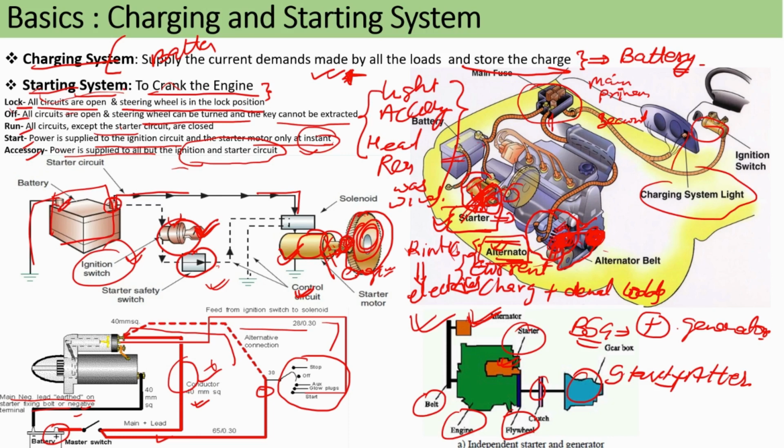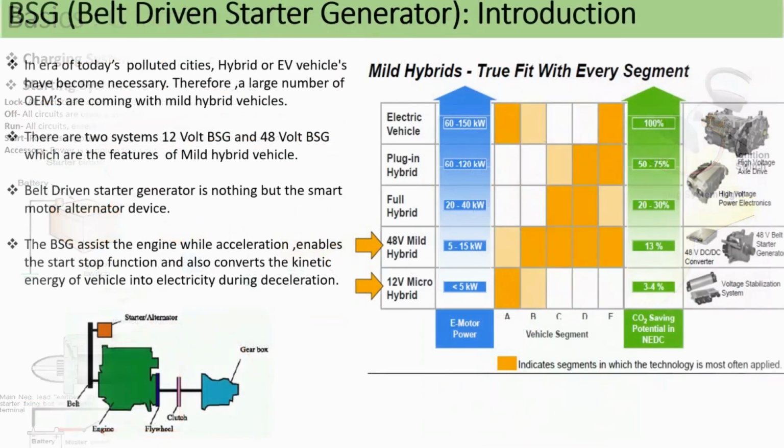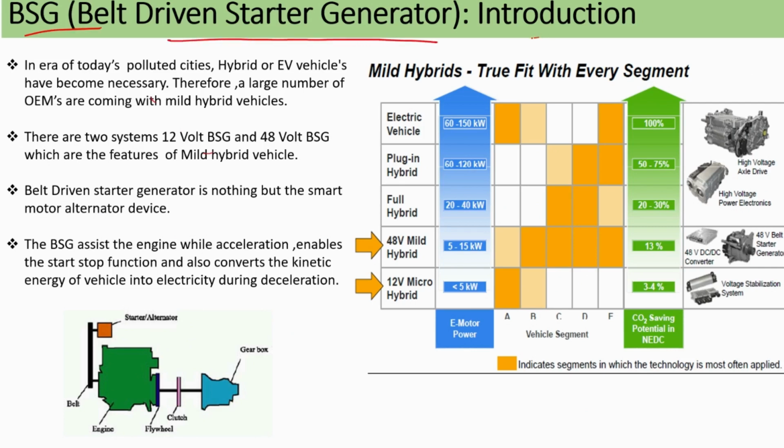I will go further into the BSG, because I cannot go much deeper right now, as we have to cover the BSG and ISG. Okay, moving to the second slide. BSG is nothing but, as mentioned, a belt driven starter generator. So what is happening here?